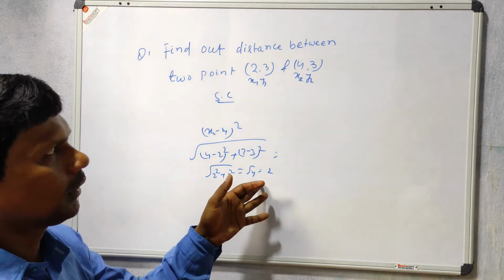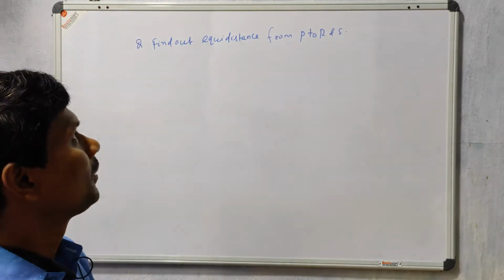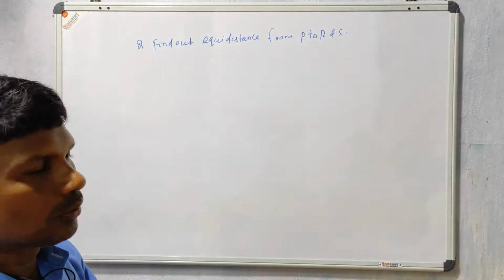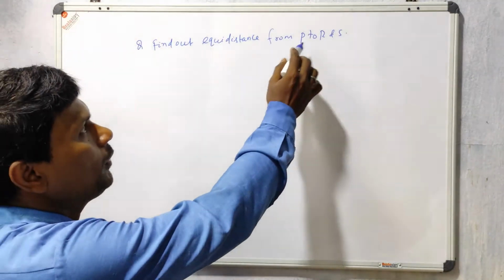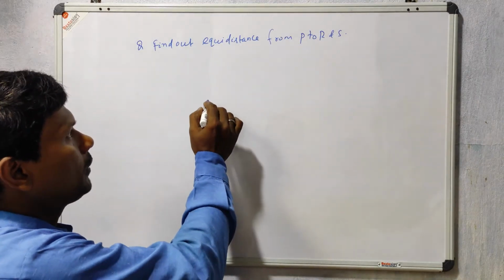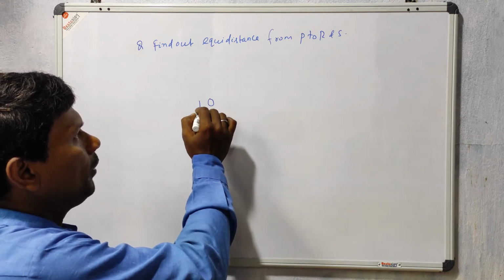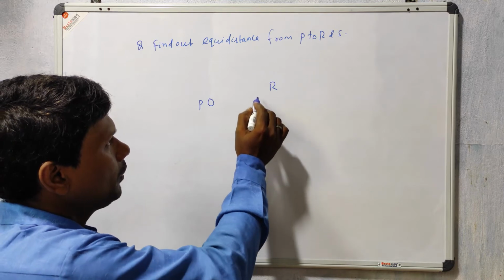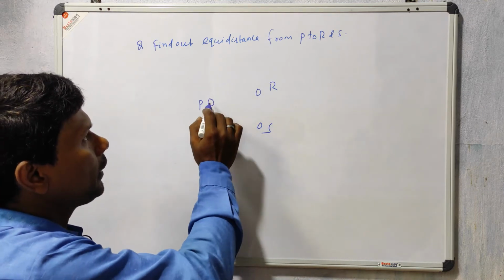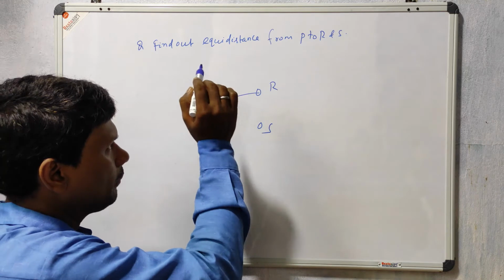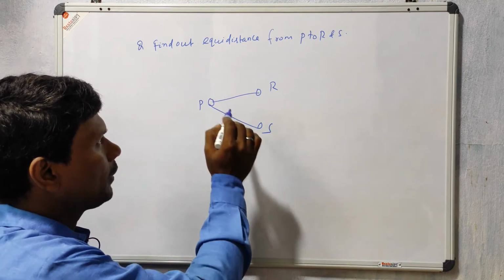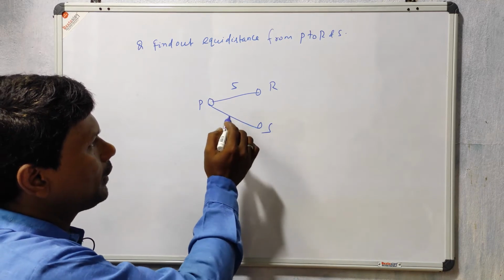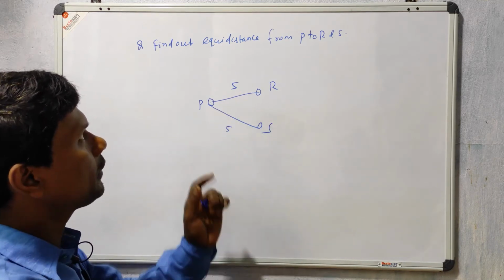Now find the equidistance from P to R and P to S. Equidistance means the distance from P to R and from P to S is the same. Suppose this is the P point, this is the R point, this is the S point. So the distance from P to R is 5 and from P to S will also be 5. The same distance is equidistance.